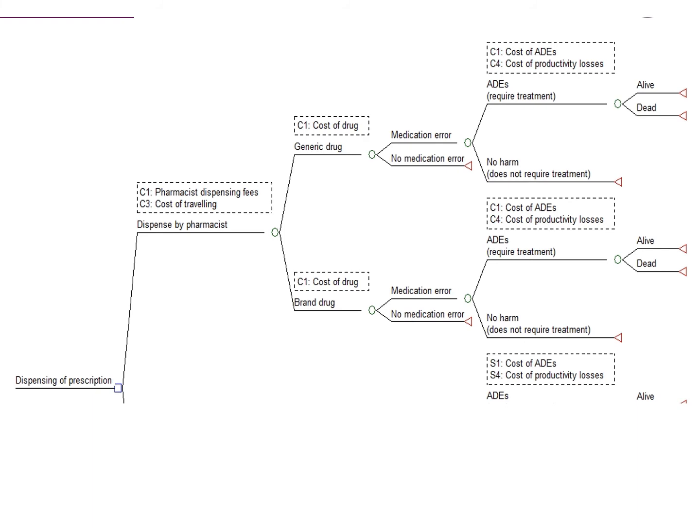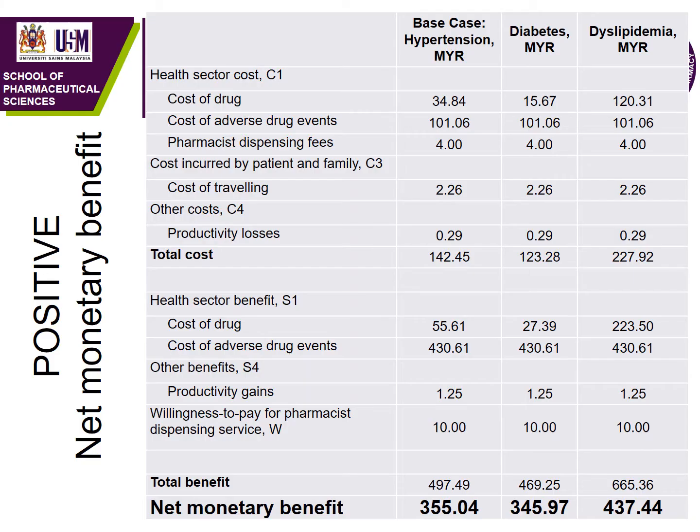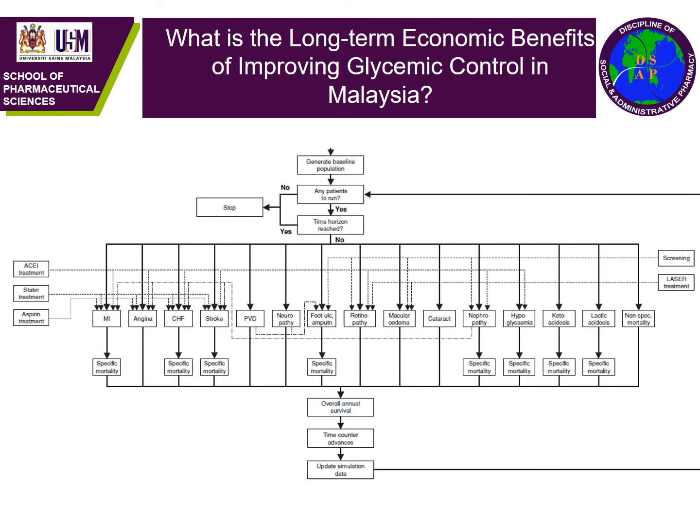By looking at the medication errors, the adverse drug reactions, and productivity losses that can be incurred by either of these choices, what it shows is that the net monetary benefit with a pharmacist dispensing per prescription is 355 ringgit for hypertension, 345 ringgit for diabetes, and 437 ringgit for dyslipidemia. In other words, dispensing by pharmacists would give a net monetary benefit and is cost-effective for Malaysia.